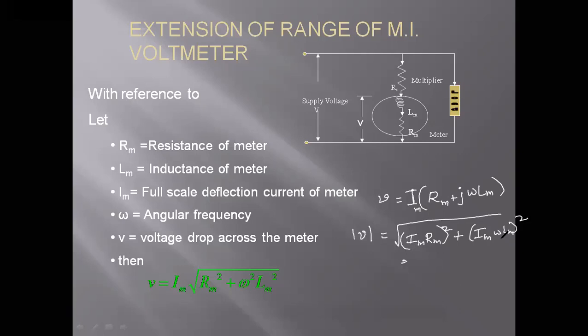Now Im square is common. I will bring it outside the square root. I will be left with Im into square root of Rm square plus (omega Lm) whole square, and that is written here.